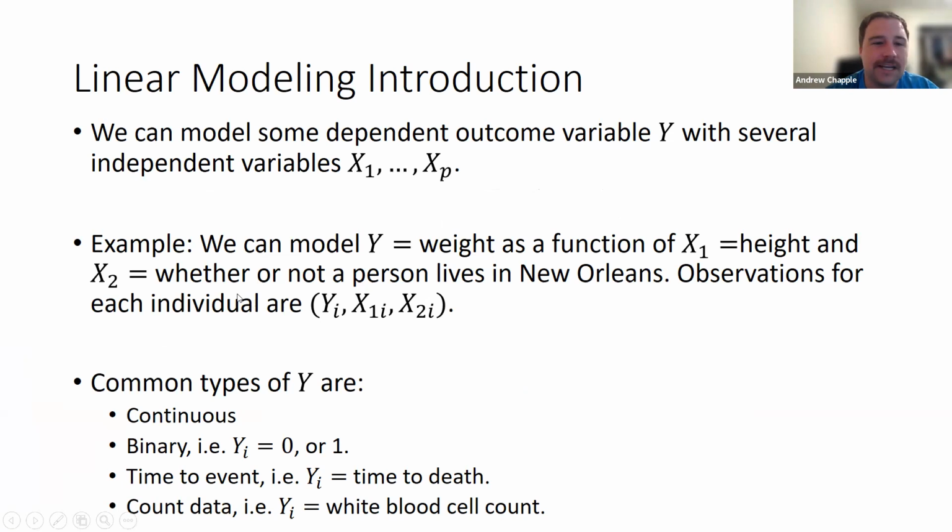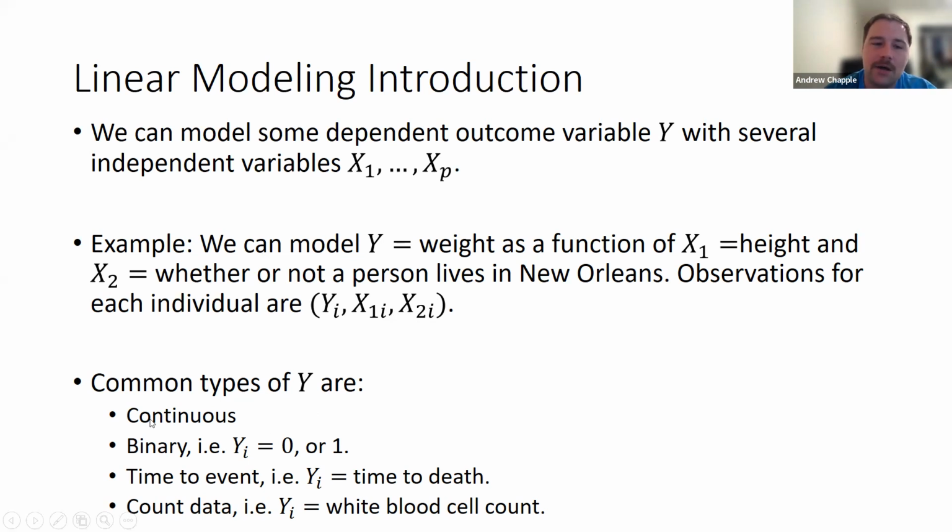Observations for each individual look like this. We have each yi, and each x1i and each x2i. For example, I am 5'11", so that would be my x1i. I do live in New Orleans, so I would have a 1 here, and my weight is 220, so my y would be 220. If I lived in Baton Rouge, my x2i would be a 0. So this is an indicator variable, just like the indicator functions we've been working with, which you can use to categorize a 1 if somebody got a treatment or not. We've been doing that the whole time. So this is whether or not you're from New Orleans.